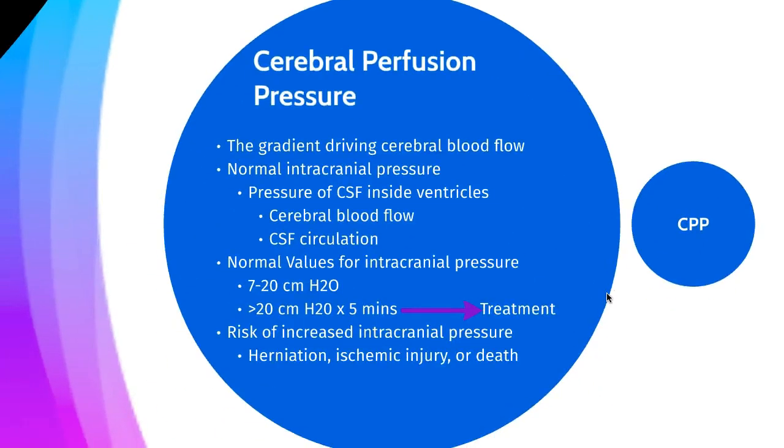Next, we move on to this concept of cerebral perfusion pressure. So this is the gradient driving the cerebral blood flow. So you need to have some sort of gradient in order to get blood to your brain. So what are the components of that?